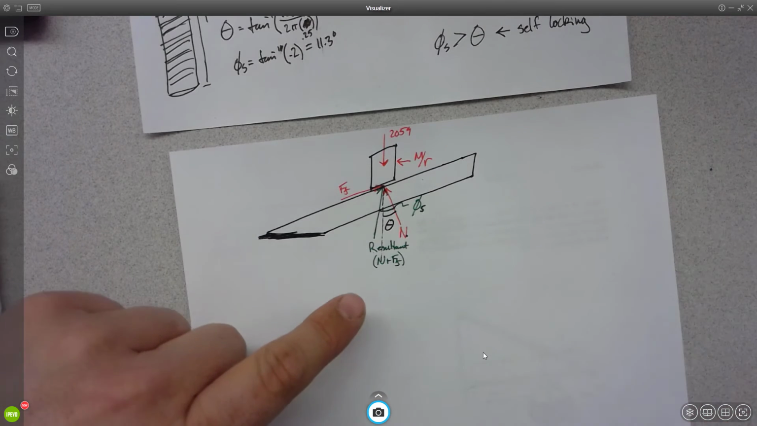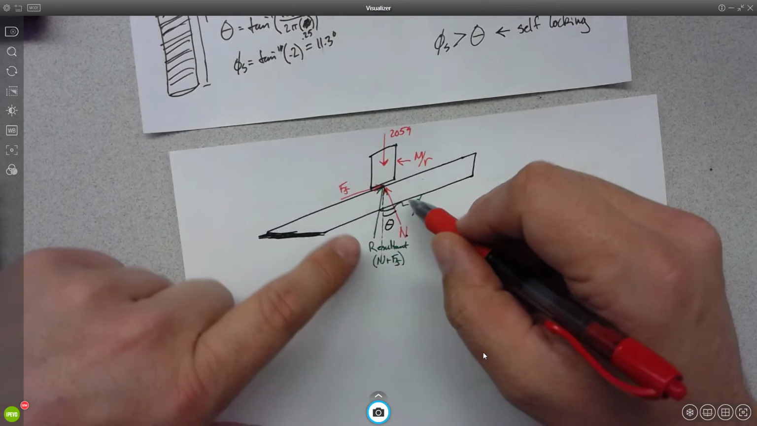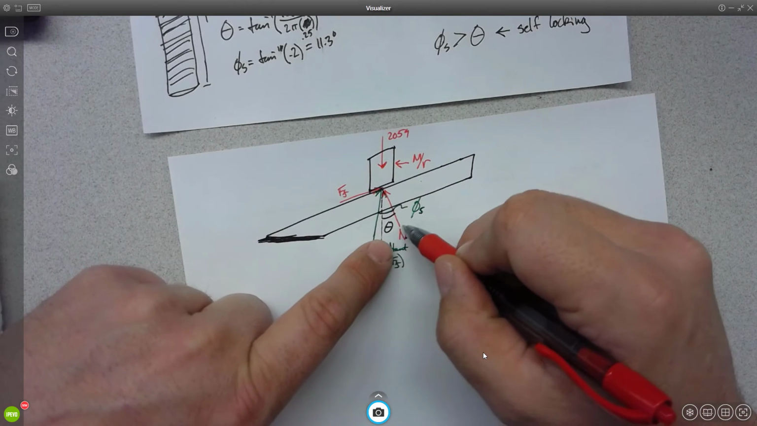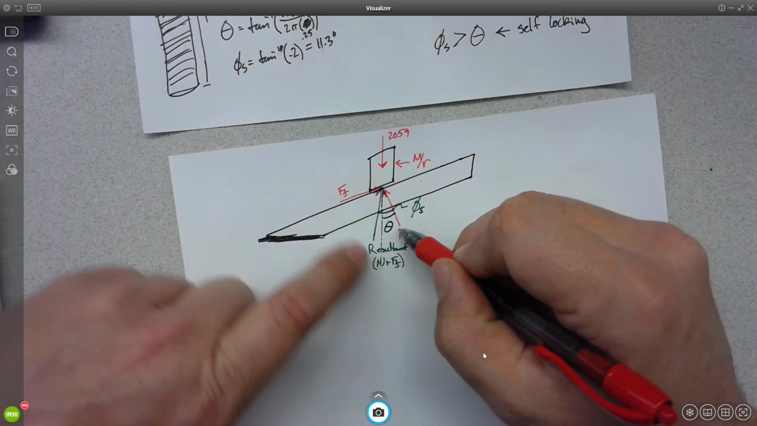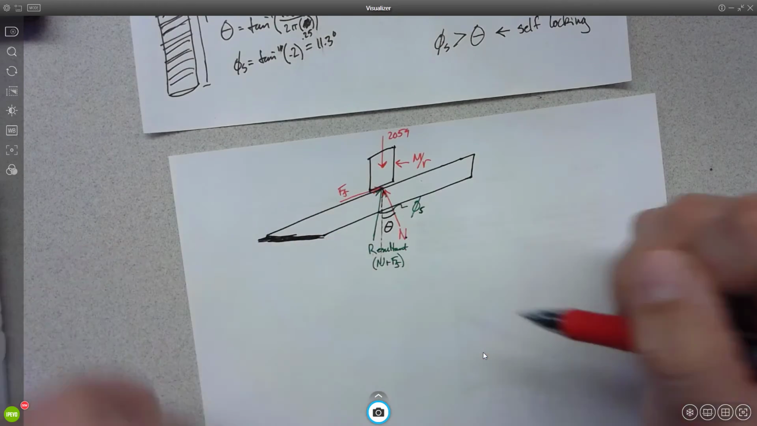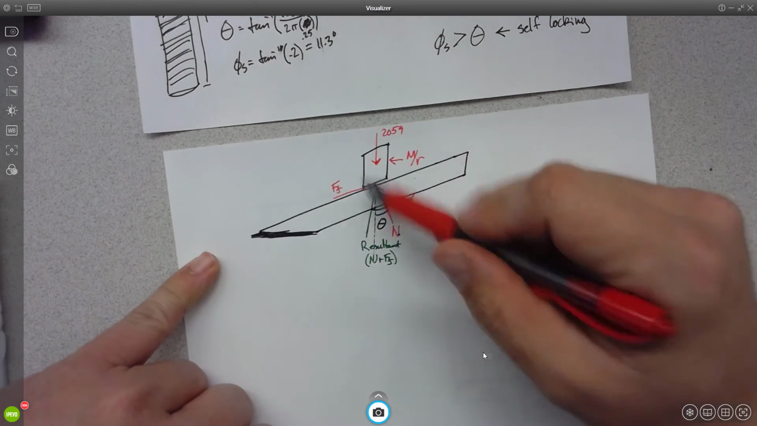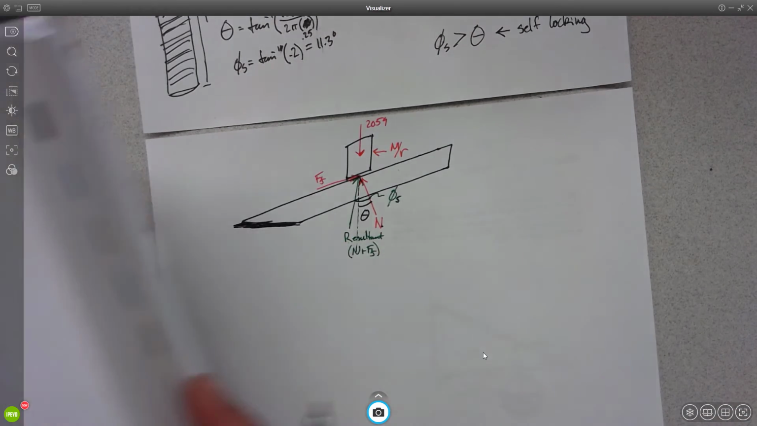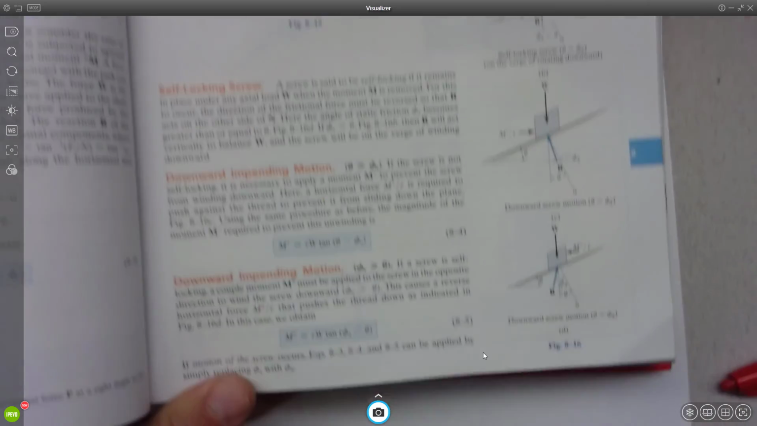So the question is, how do you know where normal and phi are? The theta is always going to be between normal and vertical. Phi is always between normal and the resultant. Okay? But we could do our analysis, or we can look in the book, and they've already done a couple for us.